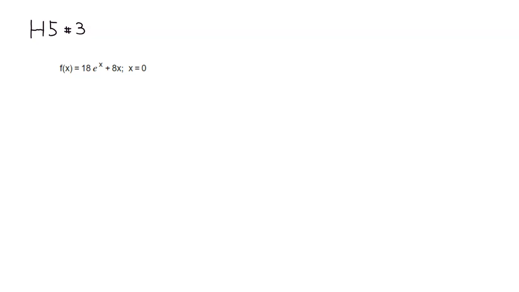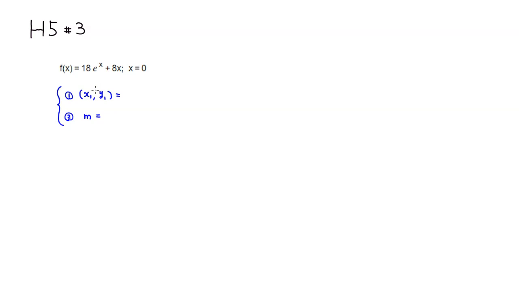Remember that you always need two pieces of information to find an equation of a line. The first one is going to be a point, which I'm going to call (x1, y1). The second piece of information we need is a slope, which I'm going to call m. So let's find the point.